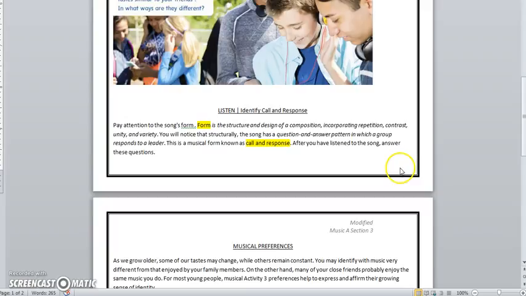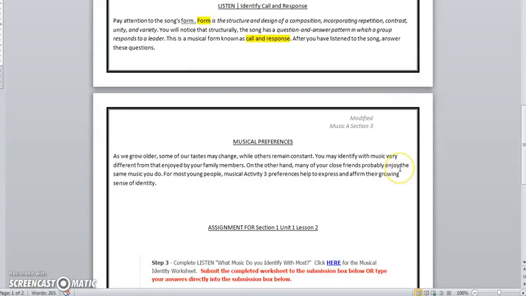So when we look at musical preferences as we grow older, some of our tastes will change. For some people, it will remain constant. Either way, there is going to be music that you identify with that is very different than the music that is enjoyed by other people, by your friends, your family, maybe even possibly if you have a job at this point, your coworkers, whatever it may be. You might have some people then that really enjoy the same music that you like. So our musical preferences are influenced by things like our childhood, our family, our friends. The experiences that we've been through can also open us up to new music.